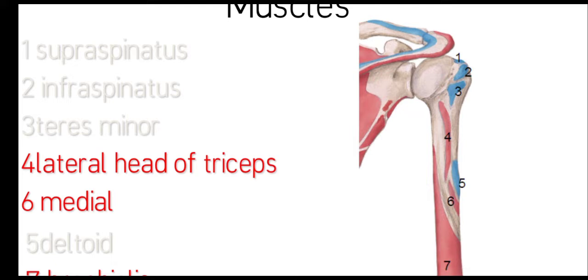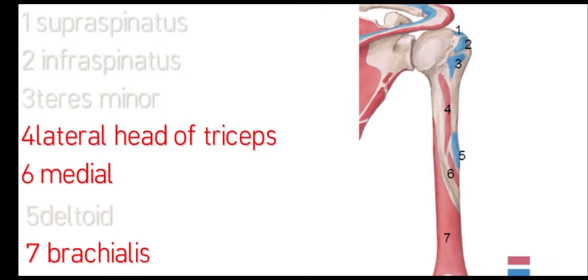Then there is the insertion of the deltoid muscle. Basically, triceps arises from here. Okay, so this is the origin. The lateral head arises above and from the radial groove, whereas the medial head arises below the radial groove.